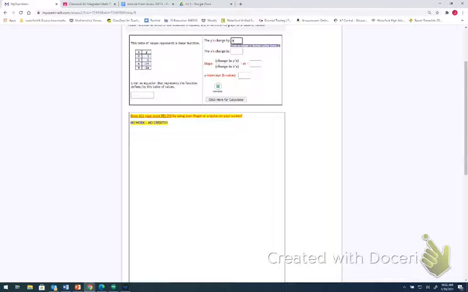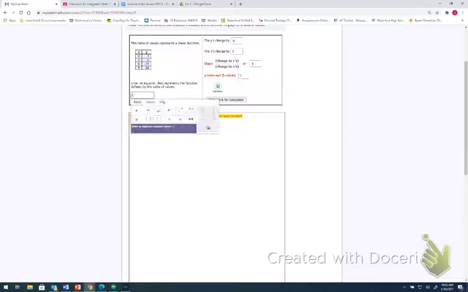So we had that the y's went down by 9, the x's went up by 3, the slope was negative 9 divided by 3, which is negative 3. The y-intercept is 3 because when x is 0, y is 3. And then y equals negative 3x plus 3.